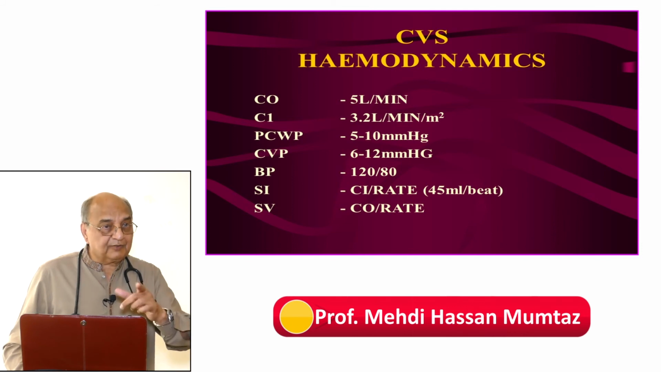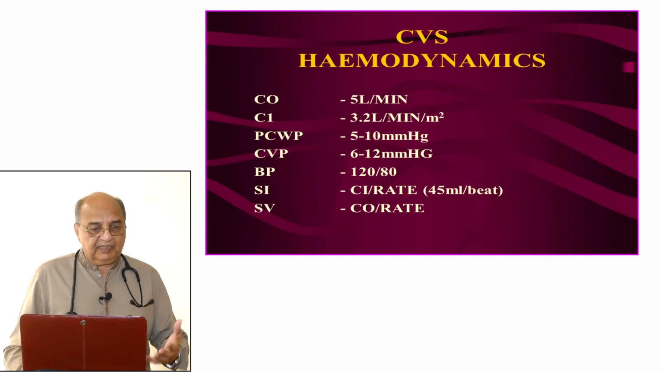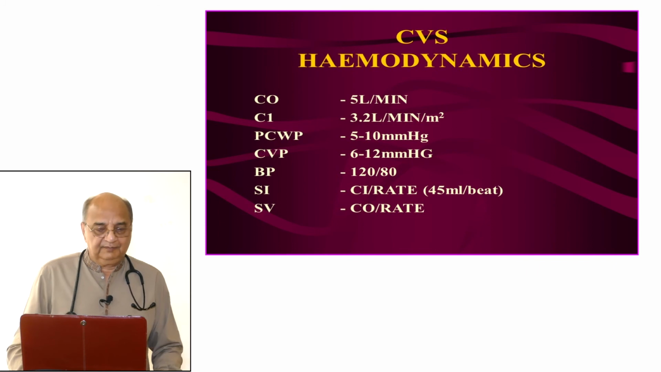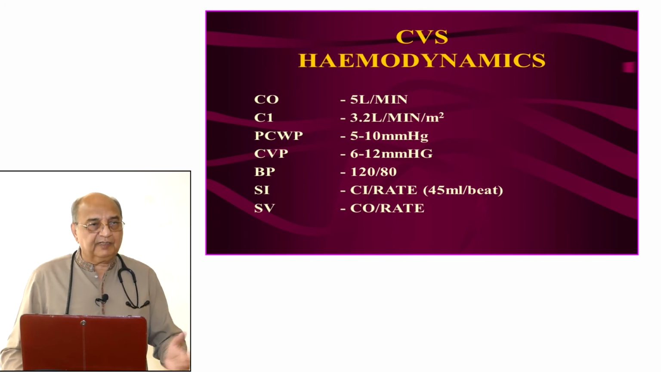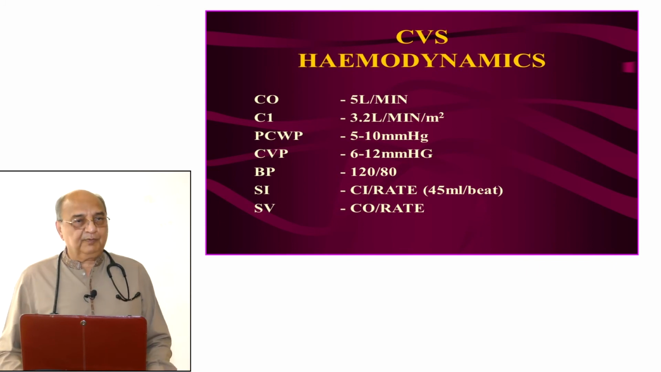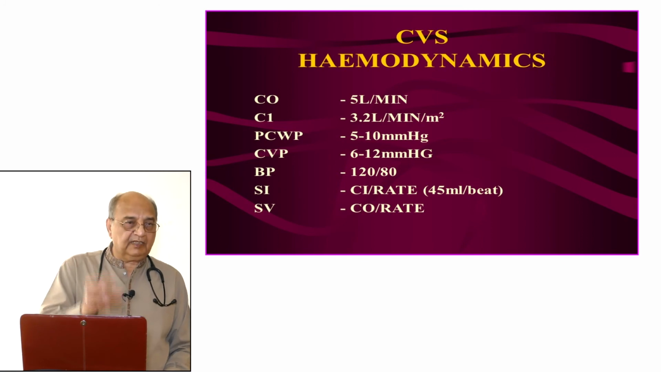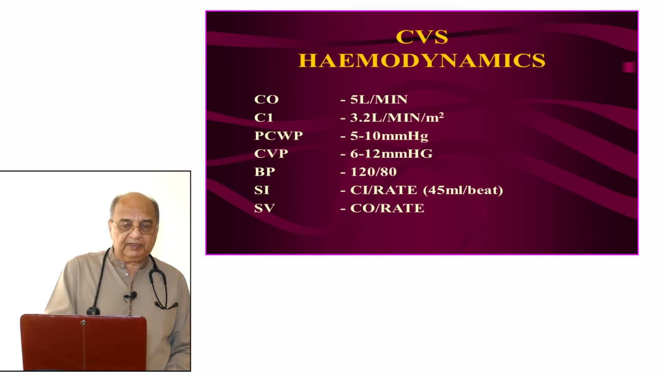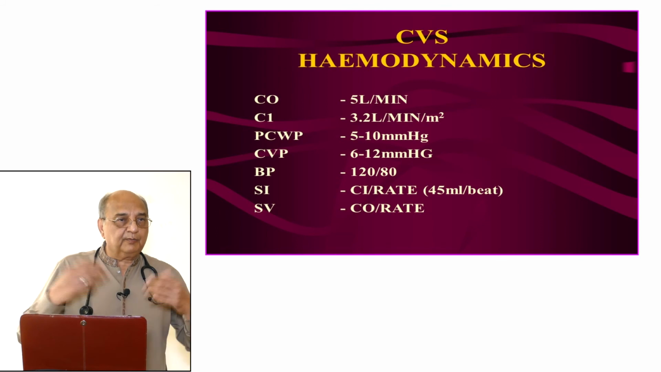If you multiply the cardiac index, if you take total cardiac output, that is stroke volume. Stroke volume is cardiac output divided by rate. So it becomes like this. These parameters have to be monitored before we say that we are monitoring the hemodynamics of a patient, right?